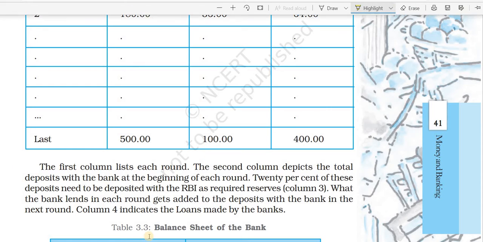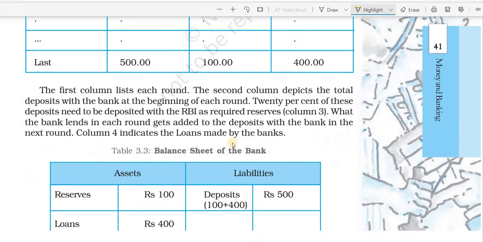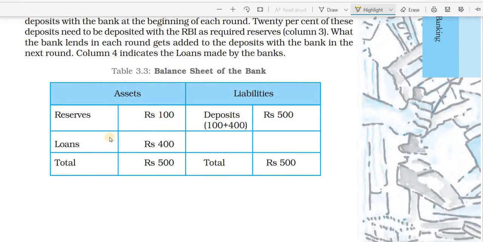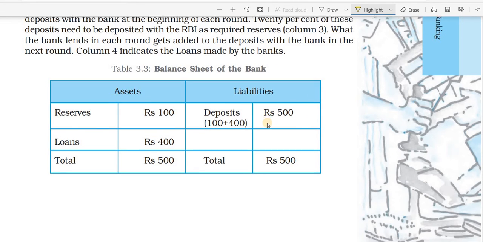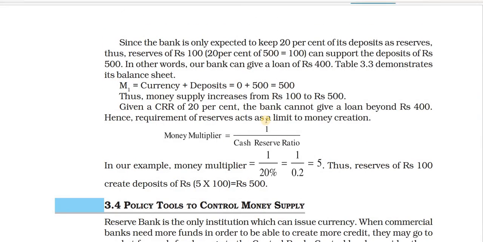Here you can see that in the end it is 500, and 100 rupees they need to keep with themselves, and 400 they can provide as loan. In assets you can see the reserve 100 and loans 400, total 500. Liabilities: deposit 500. Total assets should equal total liabilities. This is the balance sheet of a bank.